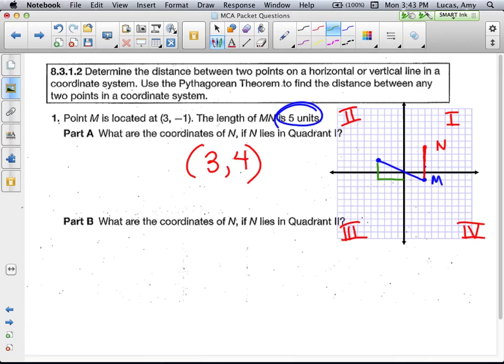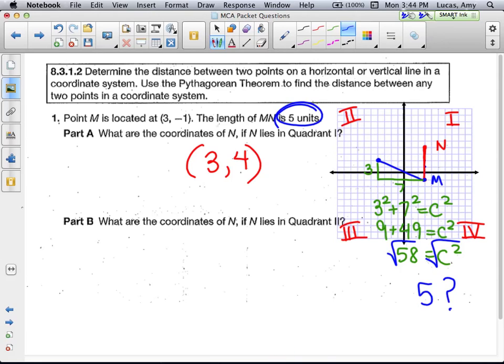If I'm doing the Pythagorean theorem, it looks like this. So I would count, this side is 3, and I would count the base on the bottom, 1, 2, 3, 4, 5, 6, 7. So if I solved that, 3 squared plus 7 squared equals c squared. 9 plus 49 is 58. 58 equals c squared. The square root of 58, is that going to give me 5? No, that's not going to give me 5. That's going to be a lot bigger than 5.